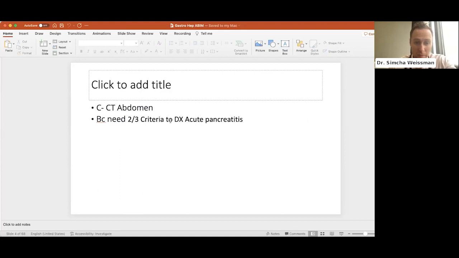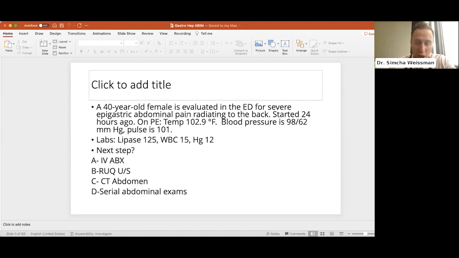You need epigastric pain radiating to the back, which we have. You need either a lipase 3 times the upper normal limit. So upper normal limit is like 80. So you need 3 times 80, which is like 250, minimum 250. But if you don't have the lipase, you need to still make a diagnosis, guys. You do not have a diagnosis of pancreatitis. Therefore, the answer is CAT scan. You've got to clinch the diagnosis.